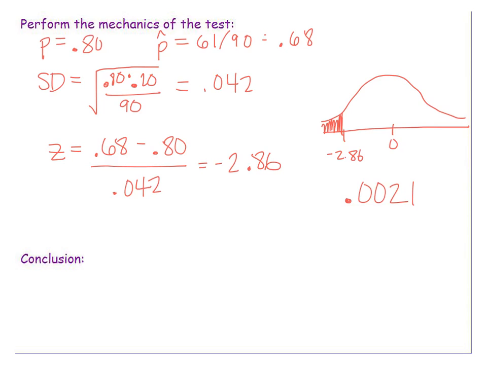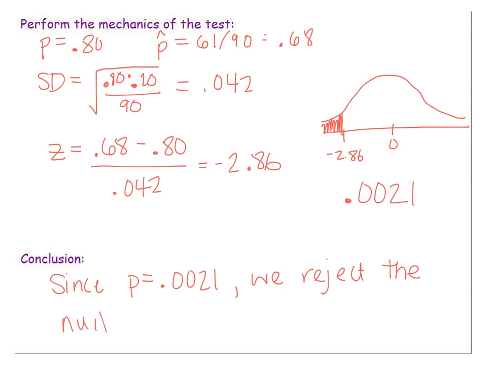So our conclusion, we start by saying since P equals 0.0021, now what was our cutoff? Our cutoff was 0.05. This is definitely less than 0.05. So if you need to look back at the rules, when it is less than 0.05, we reject the null hypothesis. And that's all there is to the conclusion.